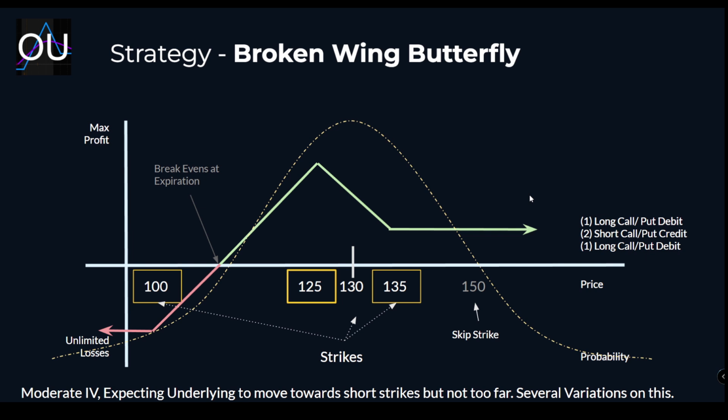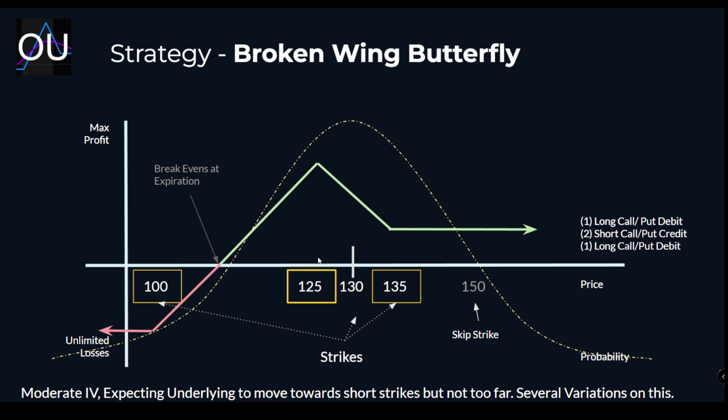In a broken wing butterfly scenario, let's say the stock is 130 and your middle strike is your short put. In this case, you're short the 125 put, and then you buy protection, but you're buying protection at a strike that's not as far out. So your strikes in this case are closer in. You're buying protection that's closer in, and then you're also buying protection that's further out. This is what's called a broken wing, as it looks like a bird that's got a broken wing. It's basically a broken wing or unbalanced put butterfly.